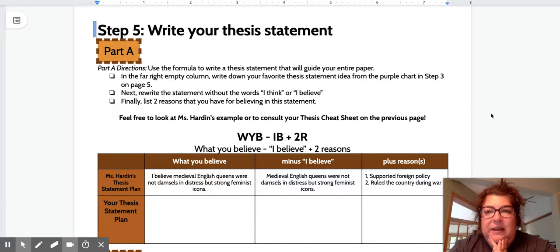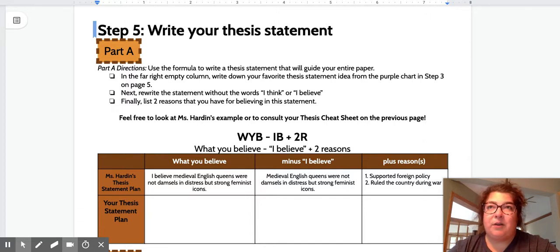So anyway, in this video, we are going to talk about step five, which is writing your thesis statement, okay? This is broken up into two parts, part A and part B. So first, we're going to start with part A. If we look at the top part, step five, write your thesis statement.